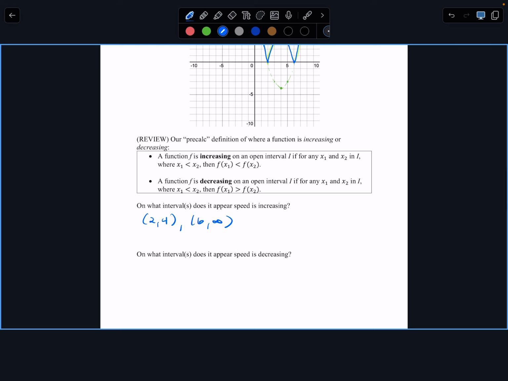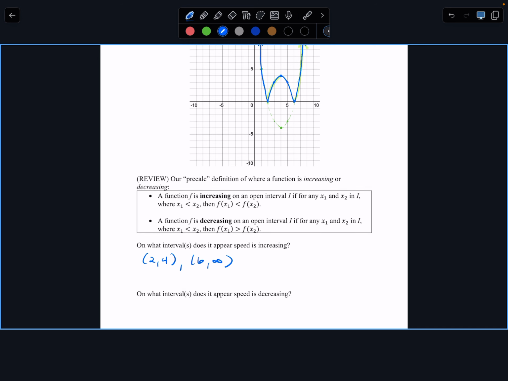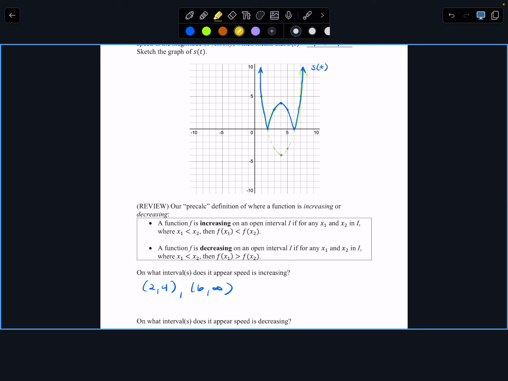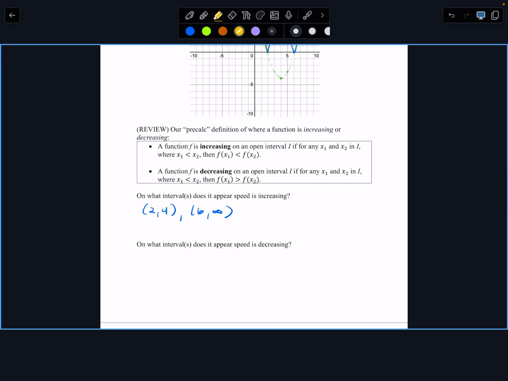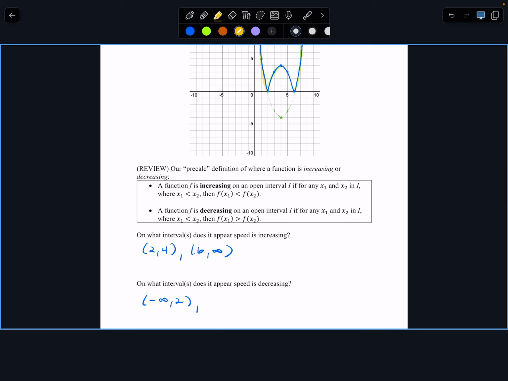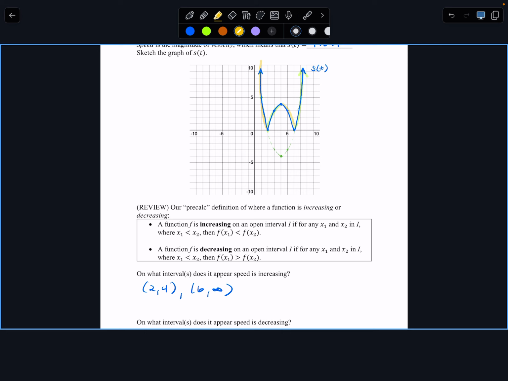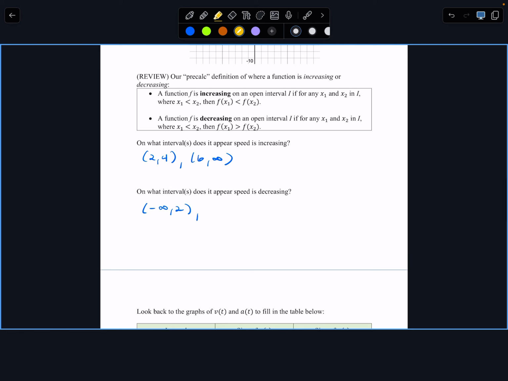Okay. And then speed is decreasing from negative infinity up to 2, and then 4 to 6.